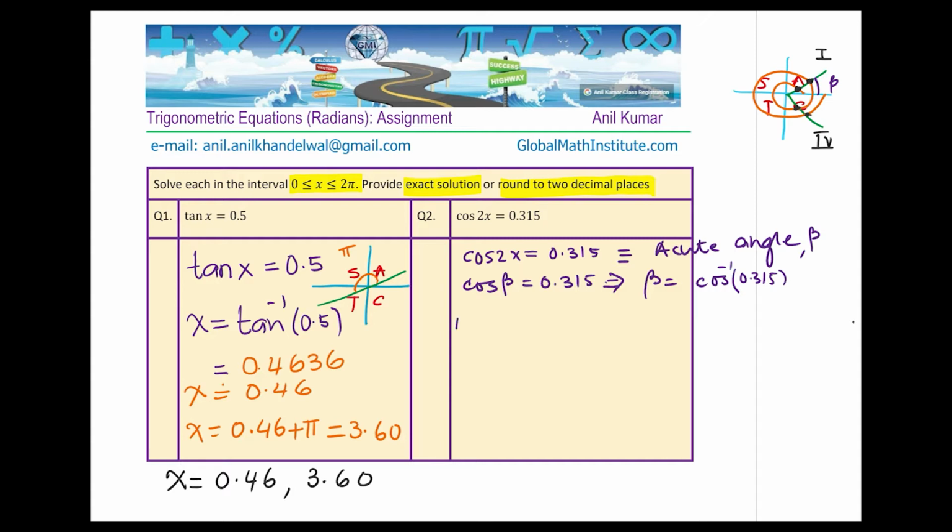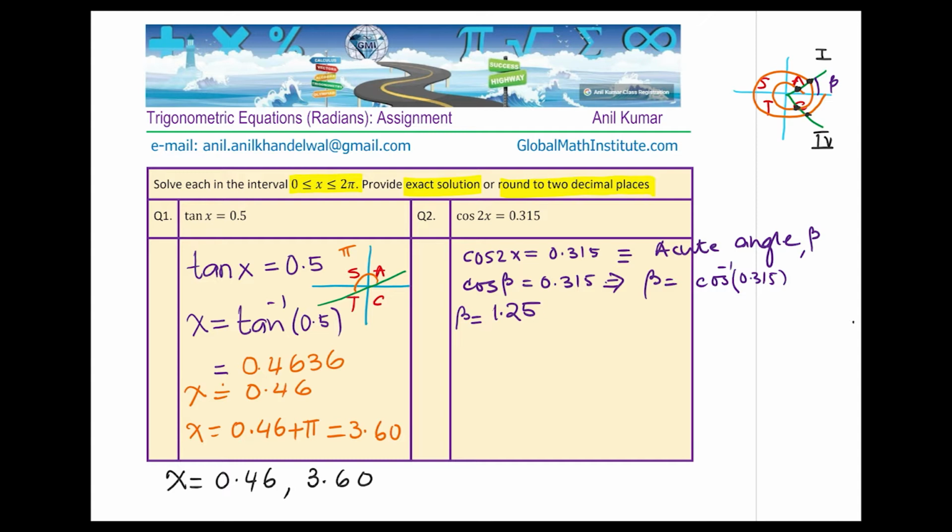Let's use the calculator. It should be in radians to get the value of beta. So it is shift cos inverse of 0.315, and that is equal to 1.25033. So we have written it to 1.25. So we know now that beta is 1.25.